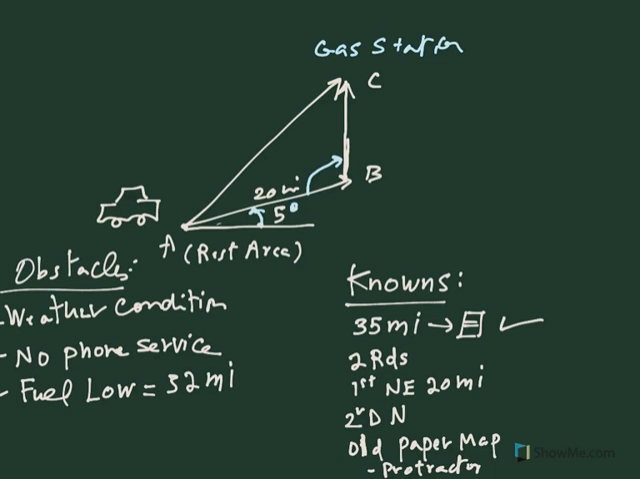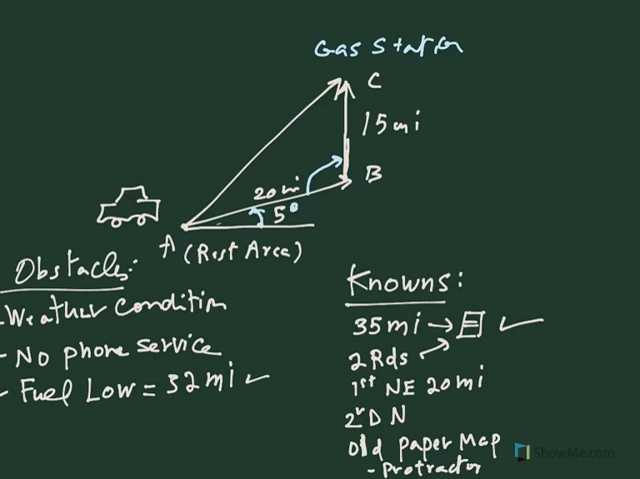And therefore, he indicated that the second vector from B to C is 15 miles, since from the rest area to the gas station is 35 miles, and there are two roads that lead to the gas station. One of the roads is given as 20 miles, therefore the second one is 15 miles. And therefore, based on the diagram, taking these two roads is not a good option, since he only has 32 miles of fuel in his tank.